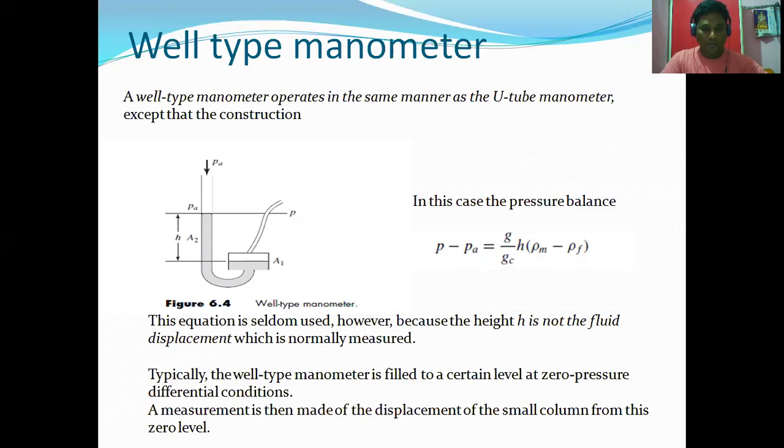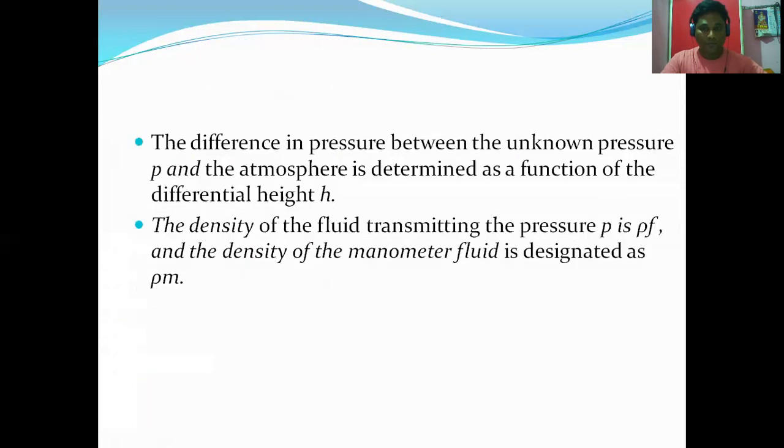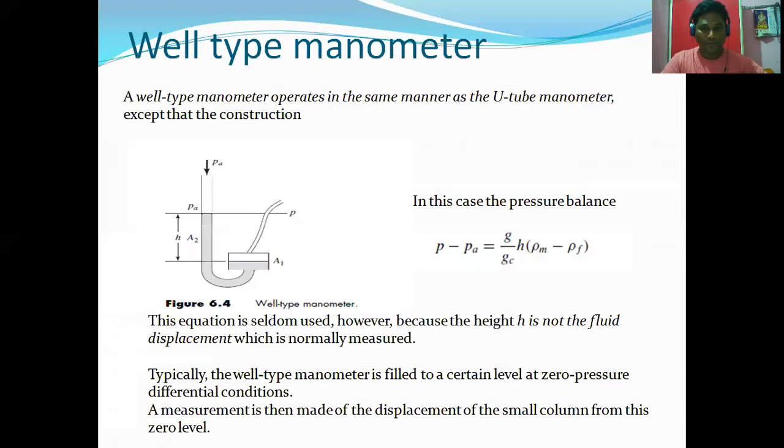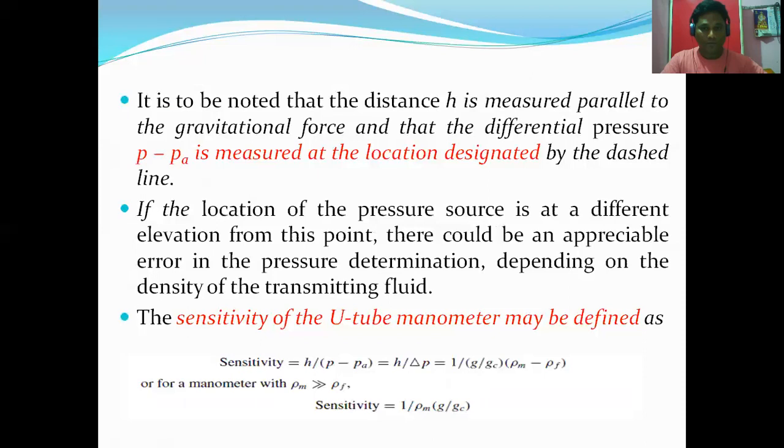So in the U-tube manometer there is a particular appreciable error in the pressure determination. That level depends upon the density of the transmitting fluid. Okay, you got the idea now?